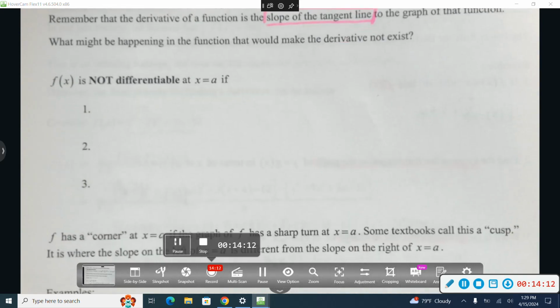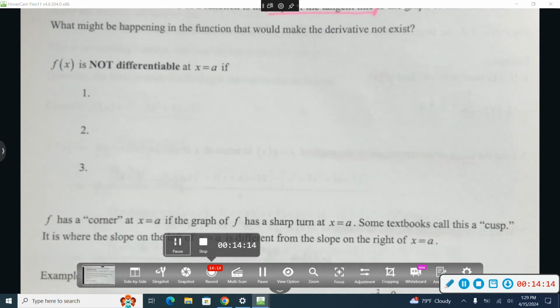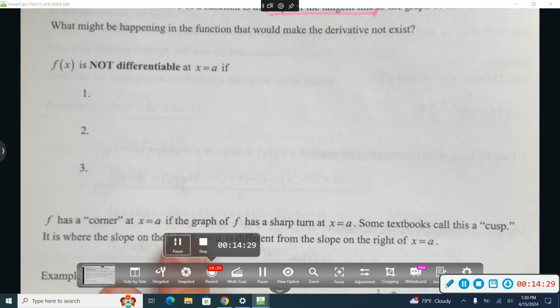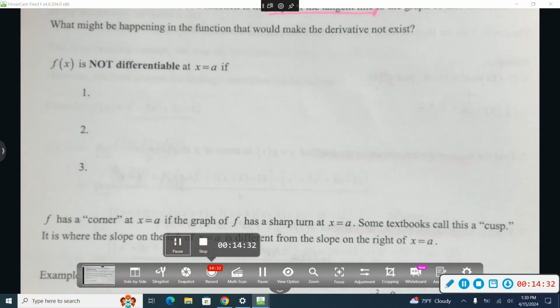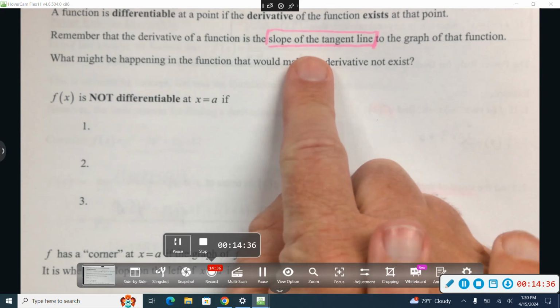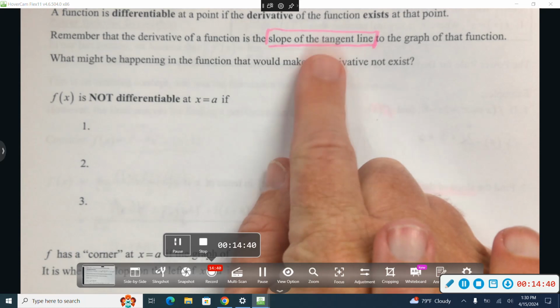Okay, so what do you think could be happening? And these 3 exceptions, you've seen them all before. You just haven't had to think of these exceptions in terms of derivatives. So yes, this is different and new, but you're going to be familiar with all of these examples. So it's not differentiable if. So can you think of graphs that you've seen where it would be impossible to know the slope of a tangent line at a particular point?